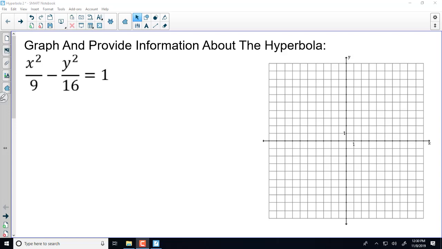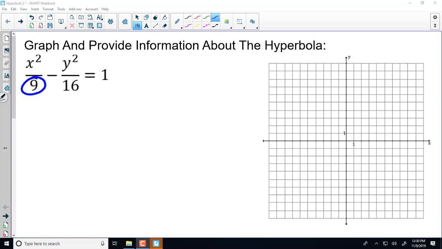Thanks for joining me. We're going to draw this hyperbola here and then just tell a bunch of things about the graph. So let's just go ahead and get started. So this hyperbola, just like all of our hyperbolas in Math 121, is centered at the origin. So we're going to start by drawing our reference rectangle.